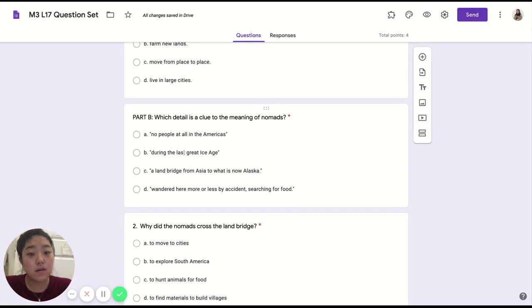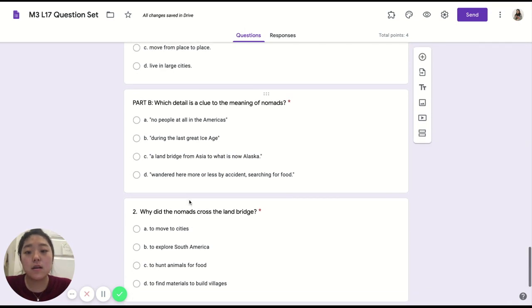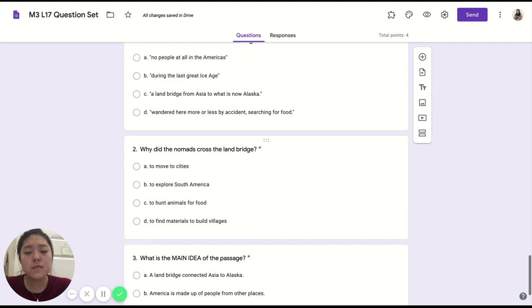A, no people at all in the Americas. B, during the last great ice age. C, a land bridge from Asia to what is now Alaska. D, wandered here more or less by accident, searching for food. Number 2, why did the nomads cross the land bridge? A, to move to cities. B, to explore South America. C, to hunt animals for food. Or D, to find materials to build villages.